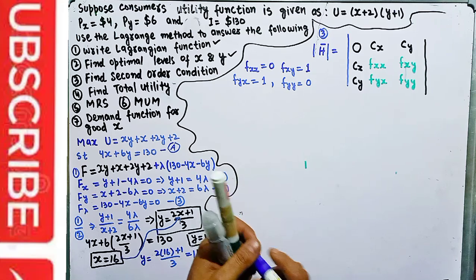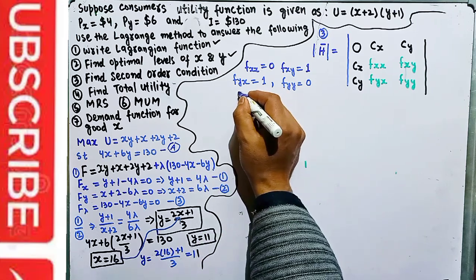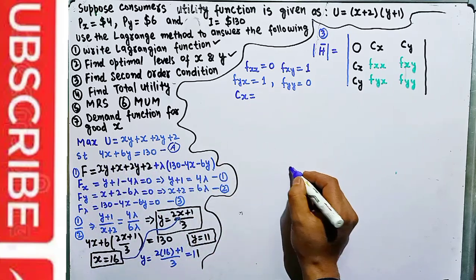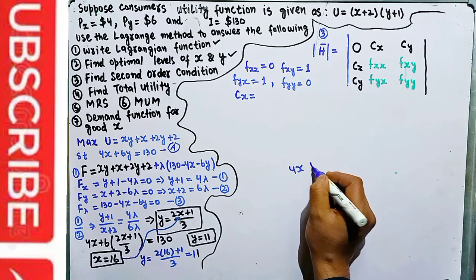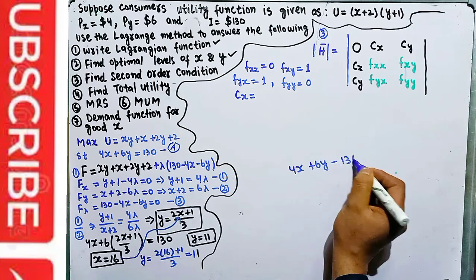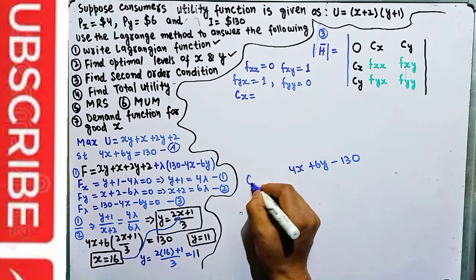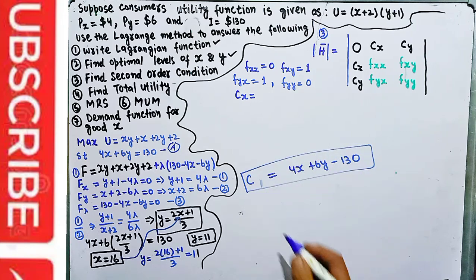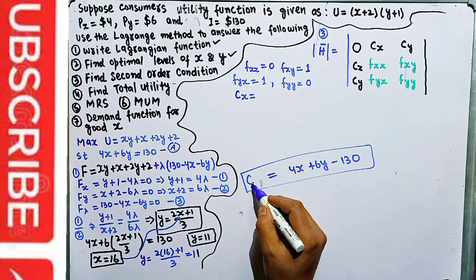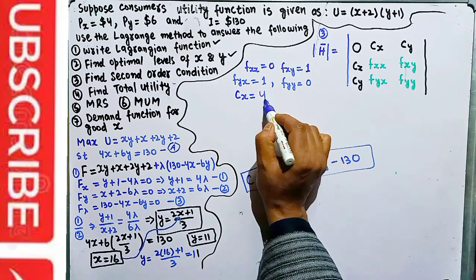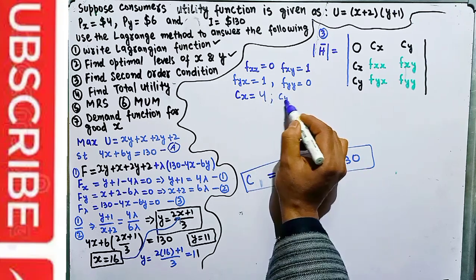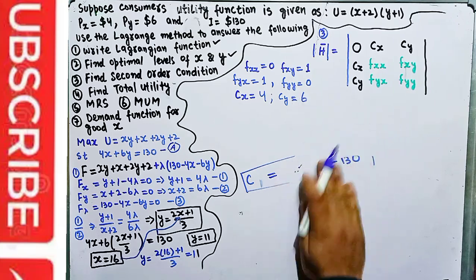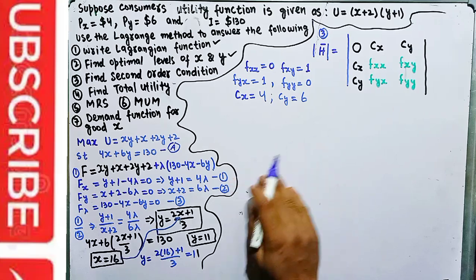Let me write here C subscript x. Let us say the constraint function is 4x plus 6y minus 130. We write C as this function, the constraint. C subscript x means the partial derivative of this function with respect to x, so we are left with 4. C subscript y means the partial derivative of this constraint function with respect to y, which is 6 here. So what will be our bordered Hessian matrix now?